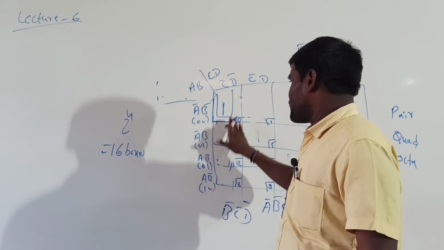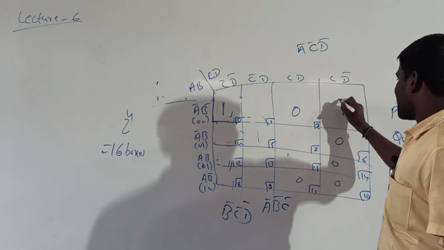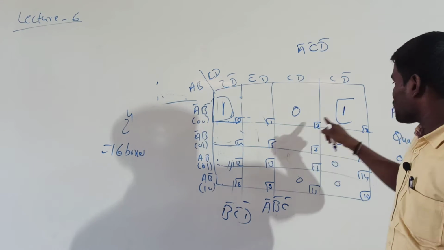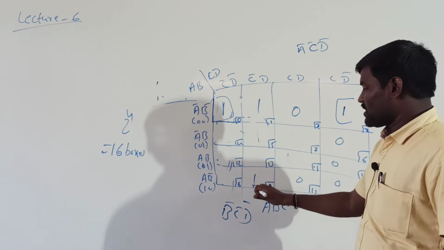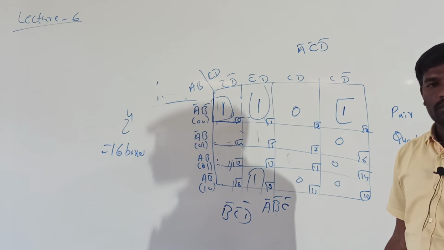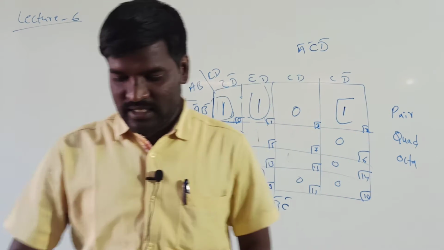Okay, see here, 1 is there, here also 1 is there, again it is a pair. 1 is present in the first column, this one is present in the last column, again it is a pair. Suppose here 1 is there, here 1 is there, again it is a pair. Clear? Next is quad.